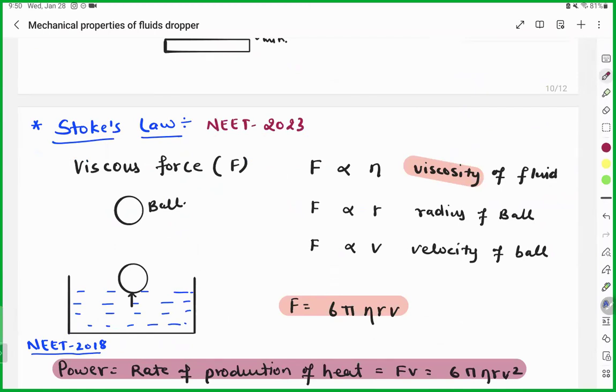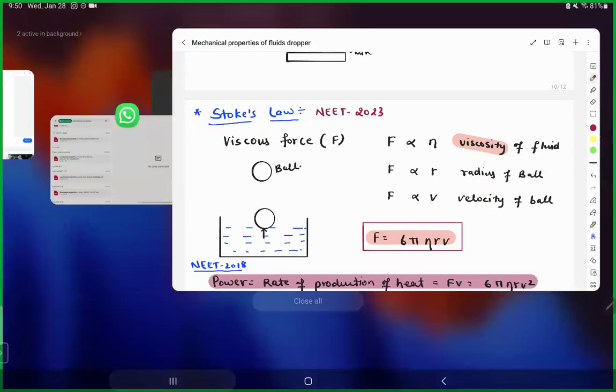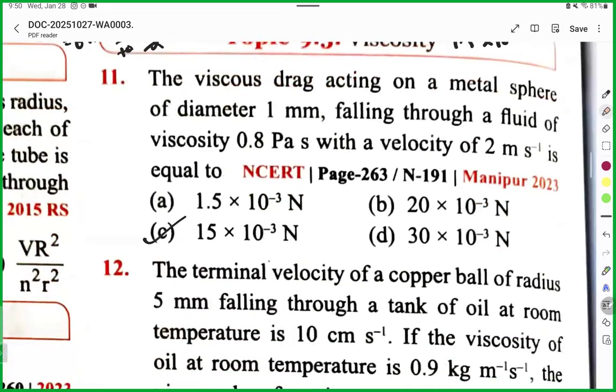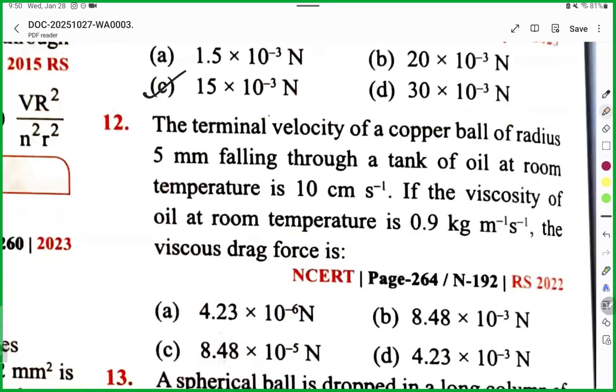Direct formula based question. 6 pi nRV. So next question, guys. Terminal velocity. So once again, previous question.